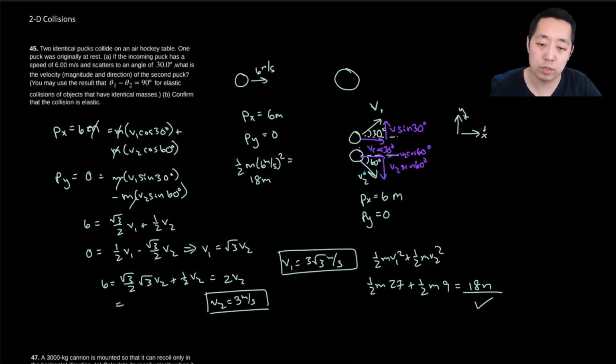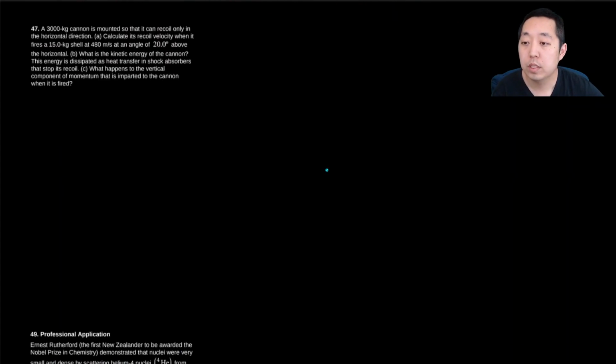Although it's kind of weird, we use this angle assumption here that for an elastic collision, that they were 90 degrees out of phase with each other. So, yeah. Okay. A 3,000 kilogram cannon is mounted so that it can recoil only in the horizontal direction. Calculate the recoil velocity when it fires a 15 kilogram shell.